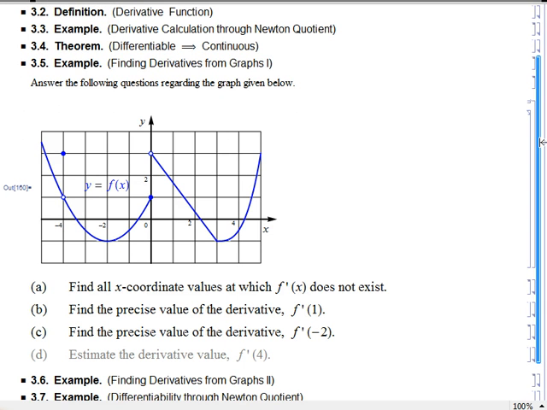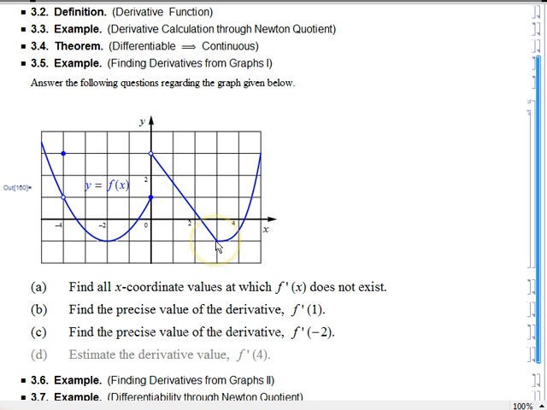And use that to answer this question. We have some graph like this, and then find out the x-coordinate values at which the derivative does not exist. Immediately we see 2 points, x equal to -4 and x equal to 0. Discontinuity, so no hope of any derivative here or there. There's one more point right here.